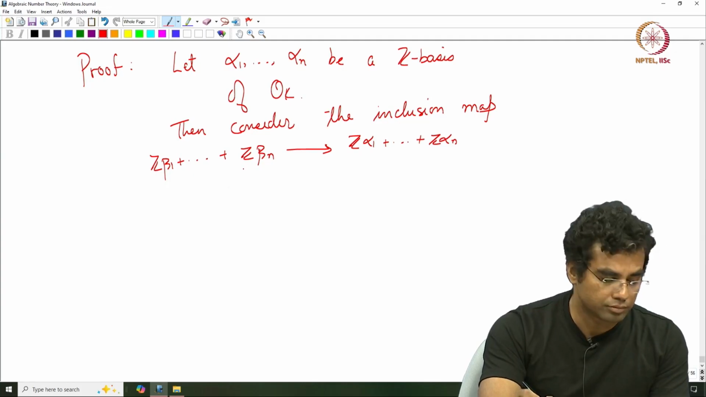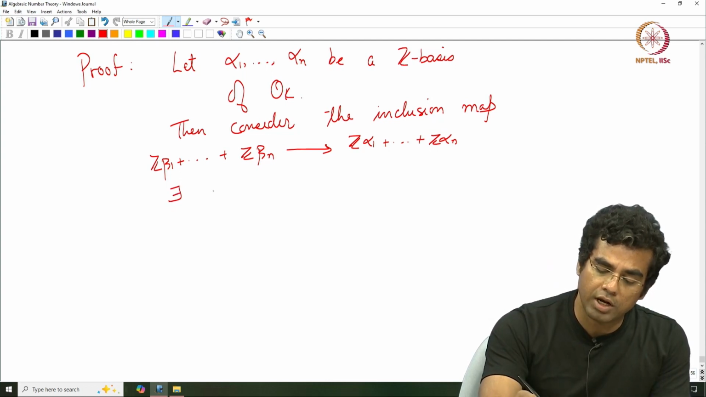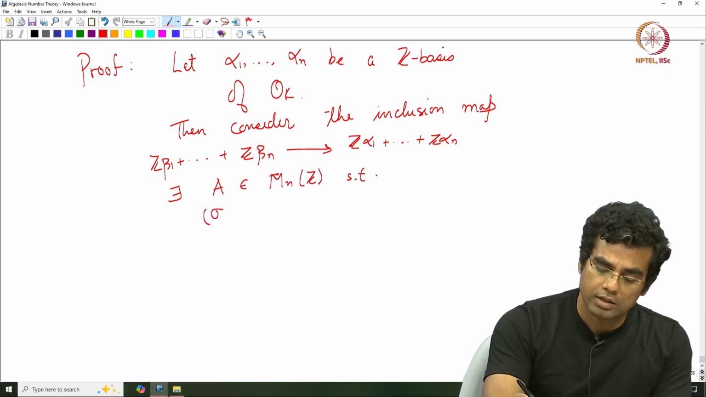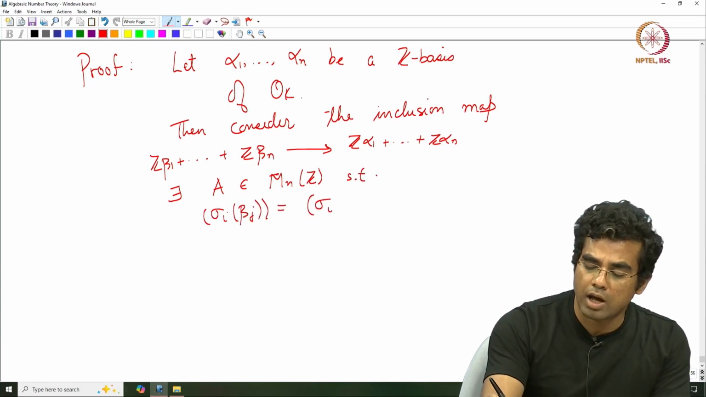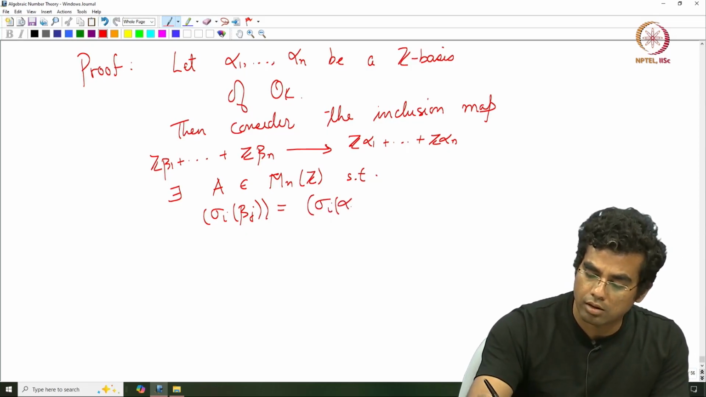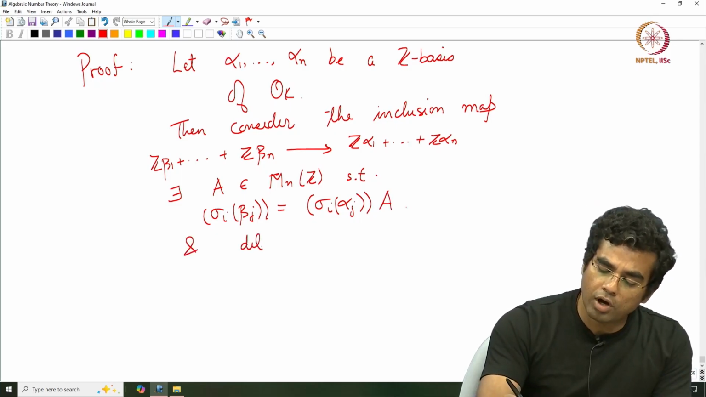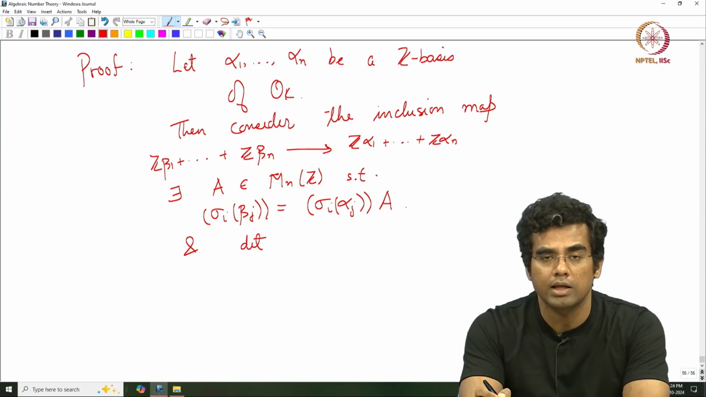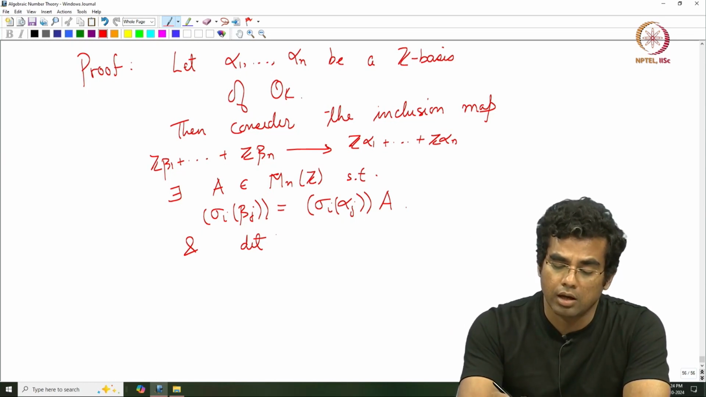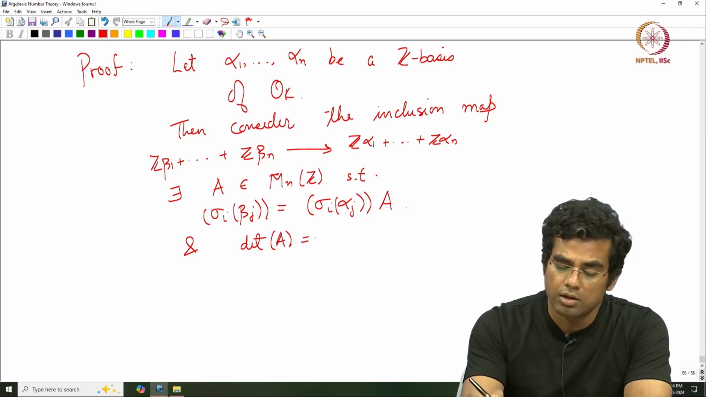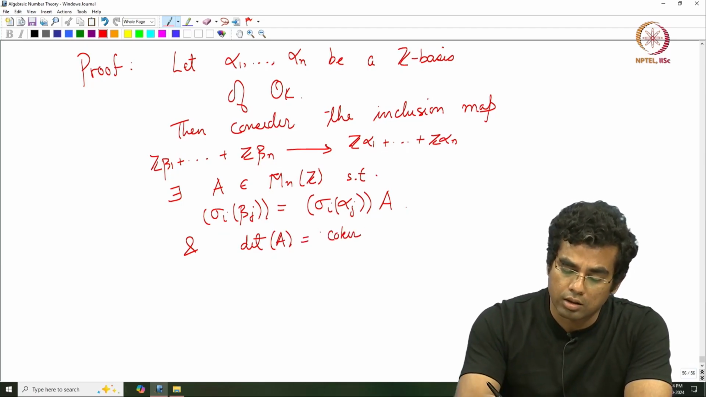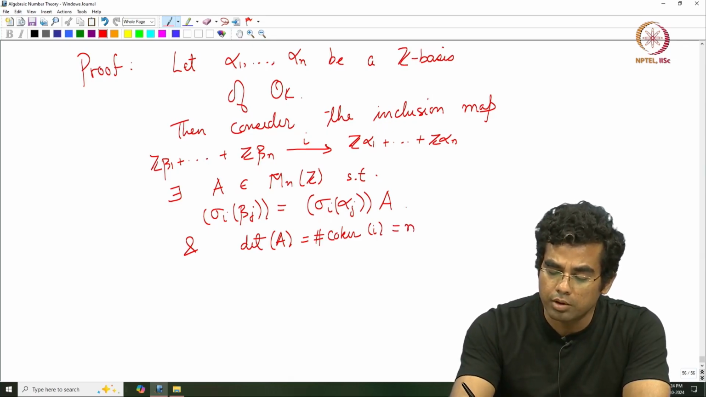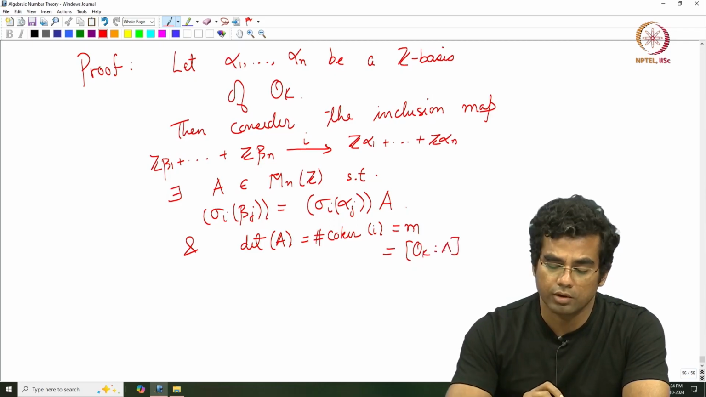so there exists a matrix A in M_n(Z) such that sigma_i of beta_j is equal to sigma_i of alpha_j times A. Because both the beta_i's and alpha_i's are linearly independent over Q, this map will have finite co-kernel, and the determinant of A will be equal to the number of elements in the co-kernel of this map i, which is equal to m, which is the same as [O_K : lambda].